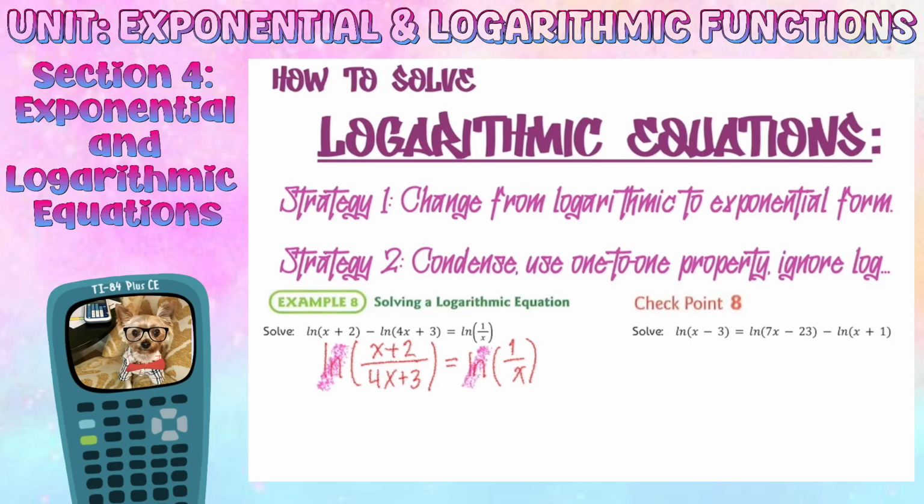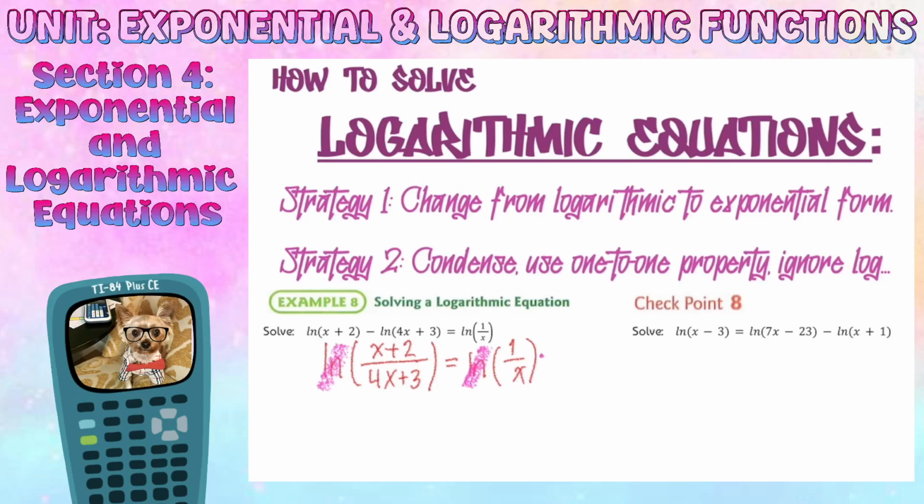Because ln, or natural log of x, logarithmic, or even exponential are one-to-one functions, I can ignore the ln, or the natural log, and just set the inner portions equal to each other because there is only one input for each output and vice versa. So I can just solve from here.